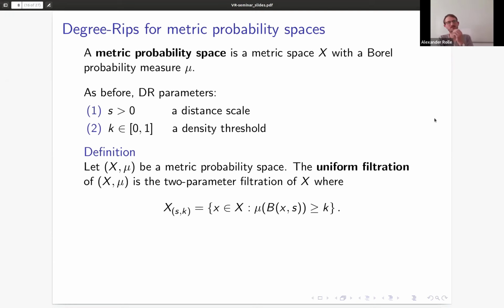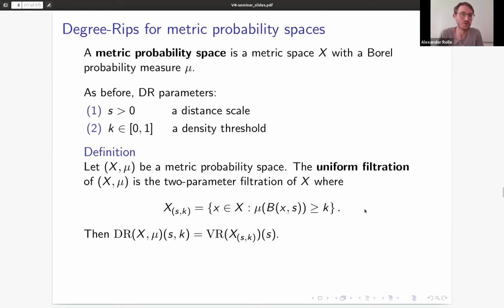So now, to get started, let (X, mu) be a metric probability space. I'll say that the uniform filtration is a 2-parameter filtration of X, where at parameter S and K, we take those points x such that the measure of the ball of radius S around x is greater than or equal to K. This looks like what we saw before, except now instead of counting neighbors in this ball, we measure it using mu.